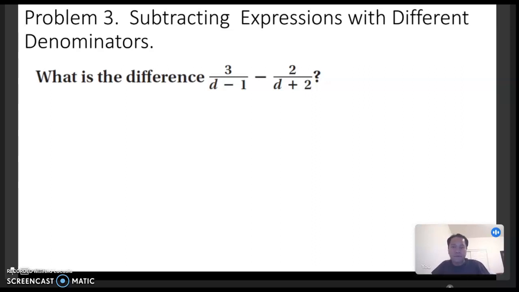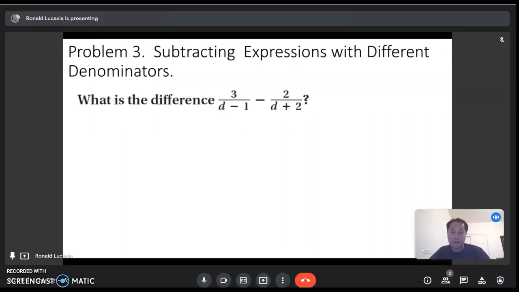So the next example will be subtracting expressions with different denominators. What is the difference of 3 over d minus 1 minus 2 over d plus 2? Obviously, these expressions have different denominators. So we're going to find first the LCD.